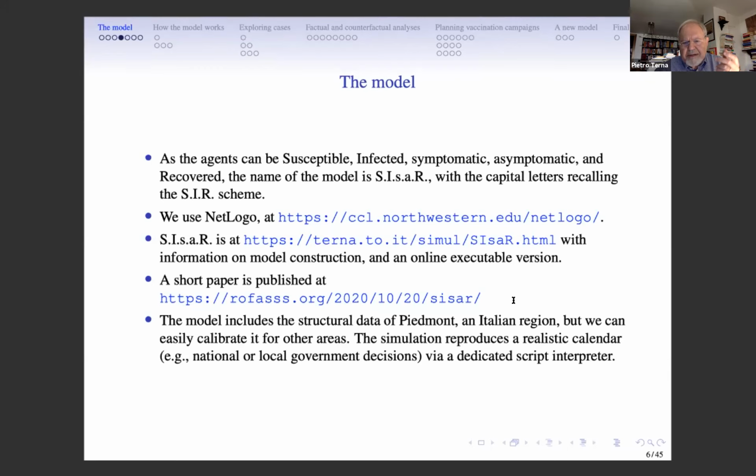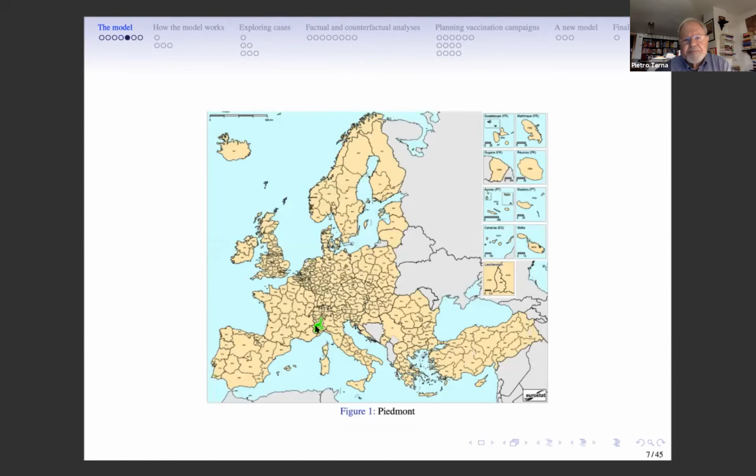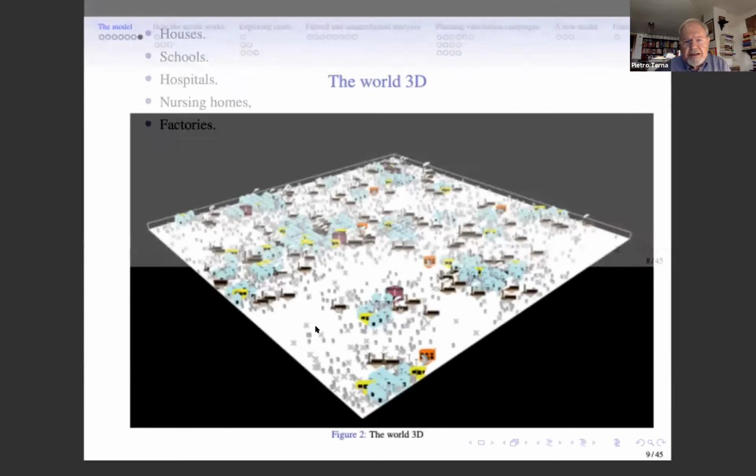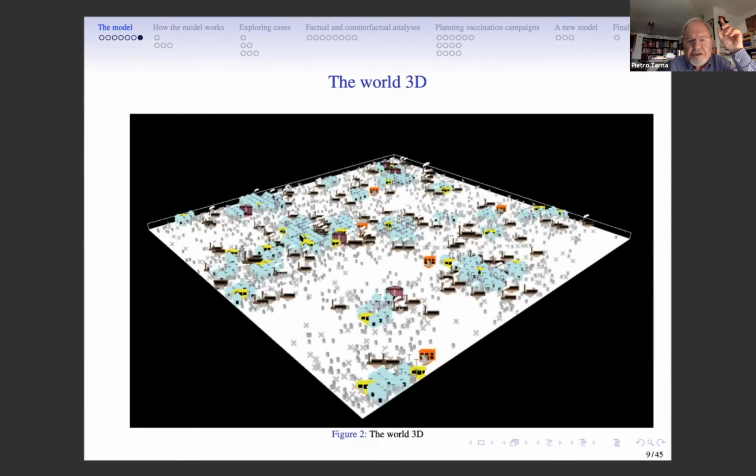Here you see where my region is, in Europe, Piedmont is here. And here you have the main data of the model. It is on a 1:2000 scale for a population of 3,500 people in the region. We have houses, we have schools, we have hospitals, we have nursing homes, we have factories. And in this 3D representation of the world, you see in cyan the houses, in yellow the schools, in orange the nursing homes, in pink the hospital, and in gray people going around and interacting both in closed and in open spaces.